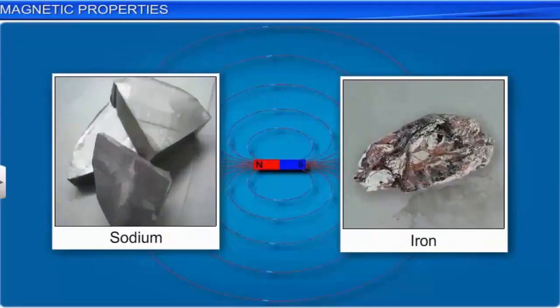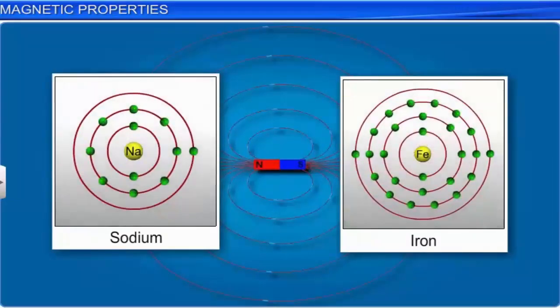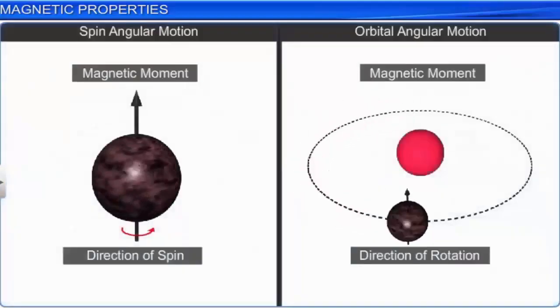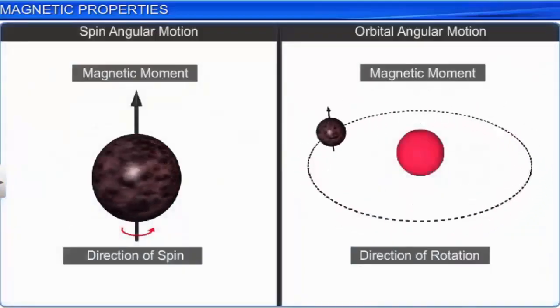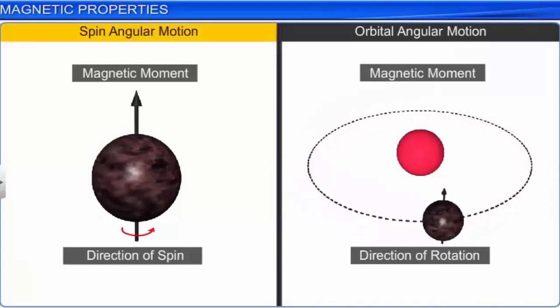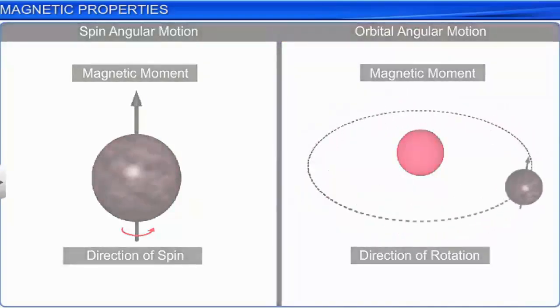Every substance is associated with some magnetic character. The magnetic property of a substance is due to the presence of electrons. Each electron in an atom is regarded as a micromagnet. The magnetic moment of an electron originates from 2 types of motions, known as spin angular motion and orbital angular motion. Thus, every electron has a permanent spin magnetic moment and an orbital magnetic moment associated with it.